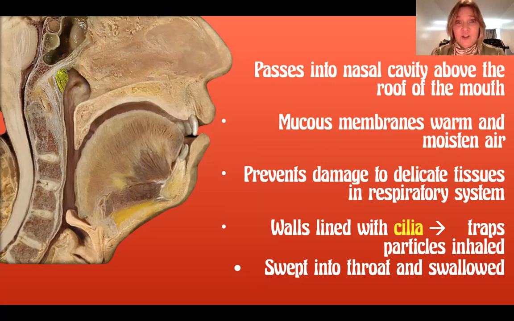This prevents damage to the delicate tissues in your respiratory system. And of course, the walls of your respiratory system are lined with cilia. If you remember way back when, cilia are the short hair-like extensions of cells. This helps to trap particles that are inhaled.